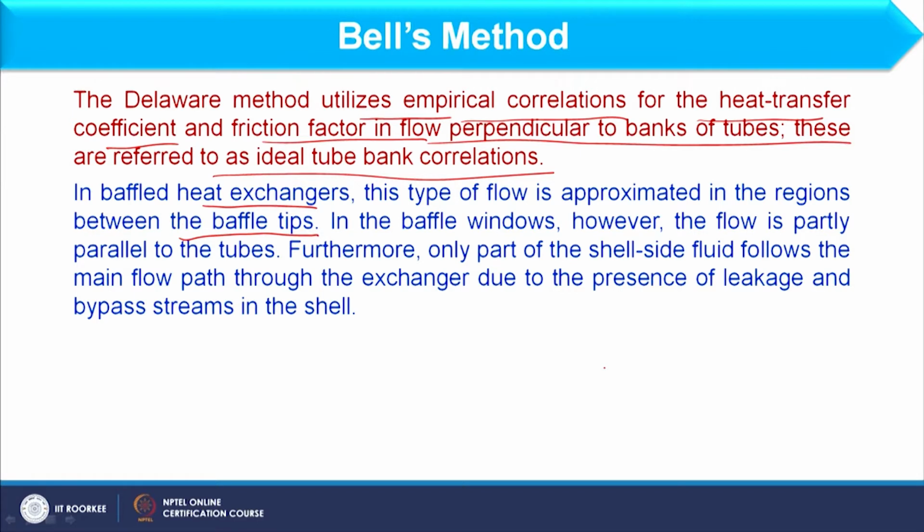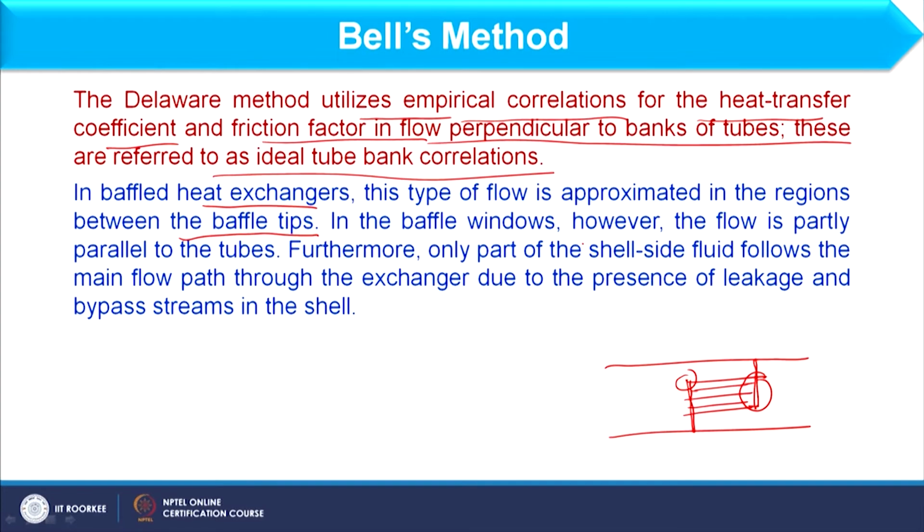If I consider a shell and tube heat exchanger and the shell side, here I have the baffles, like this and like this. The cross flow zone, where the flow is perpendicular to the tubes, is this region only, that is, within the baffle tips. This is one tip, this is another tip. So, between the baffle tips we can consider the cross flow zone.